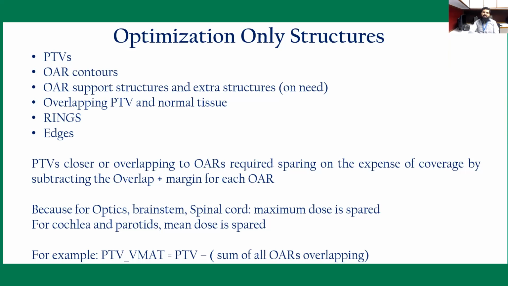Why are we contouring these OAR marginal structures? Because when we look at the dose for the optics, brainstem, and cord, for evaluation we see the maximum dose which is given to these normal structures. And for the other regions, the carotids and cochlea receive a mean dose, which we evaluate after the planning.